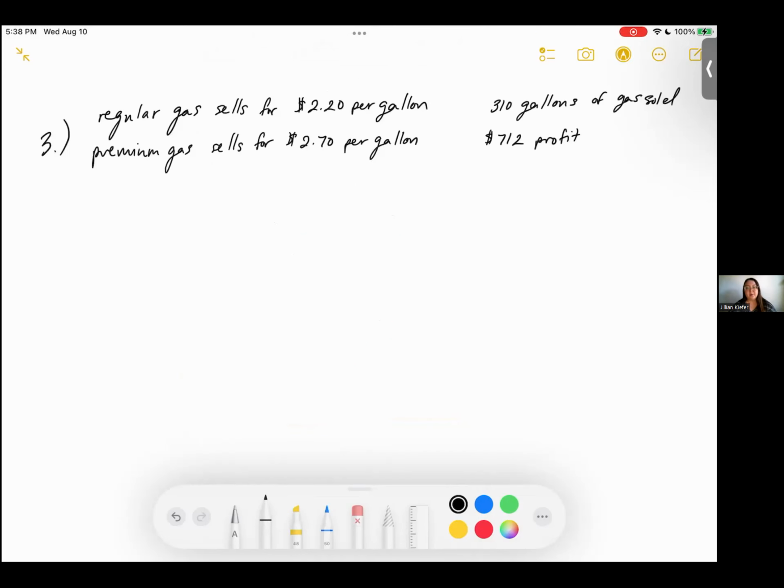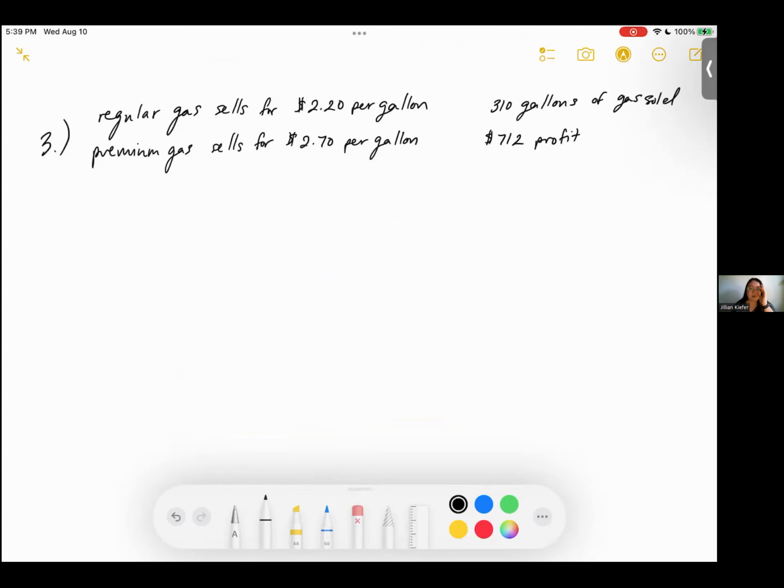All right, so from problem 3, I rewrote just the important information here. Regular gas sells for $2.20 per gallon. Premium gas sells for $2.70 per gallon. There were 310 gallons of gas that were sold, and there was a $712 profit.